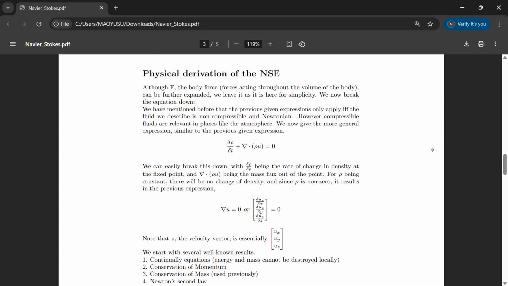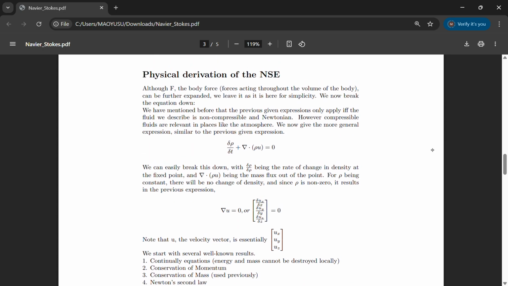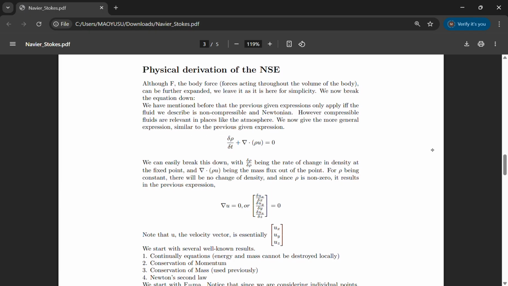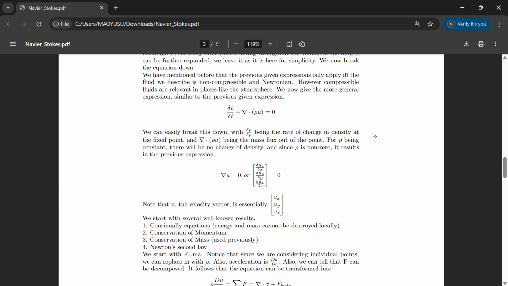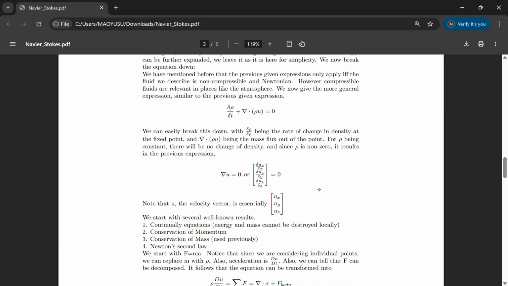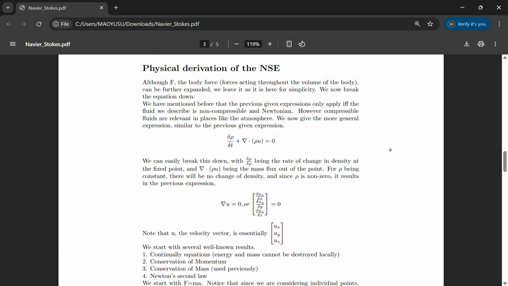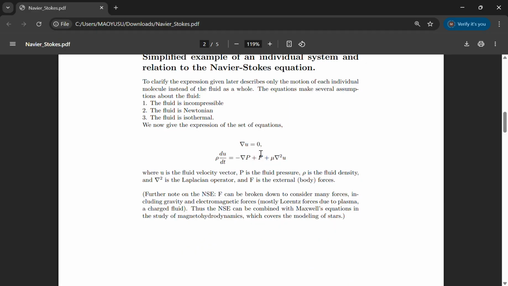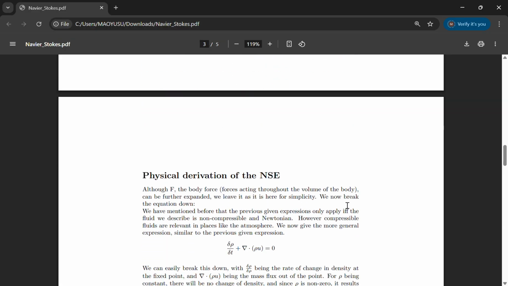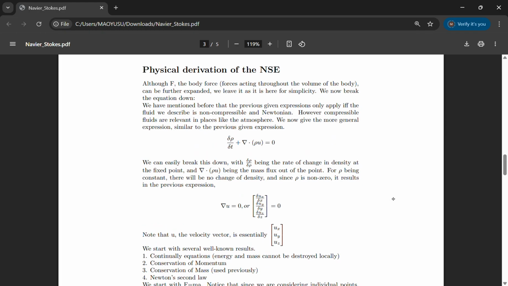So let's start with the physical derivation of the NSE for a better understanding of this. It can be broken down, and the ones I'm covering here are the short one, the very friendly looking equation. What it says is basically, in the case that it is Newtonian and incompressible, mass and energy cannot be destroyed locally. So what it's saying is that you couldn't have velocity popping out of nowhere.